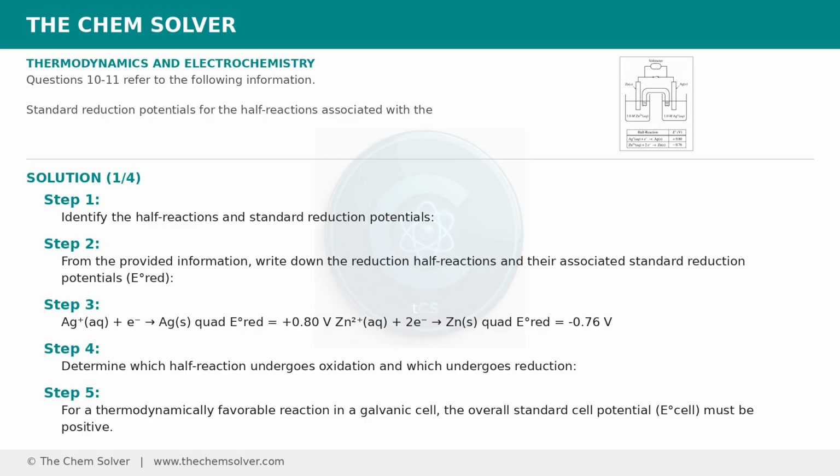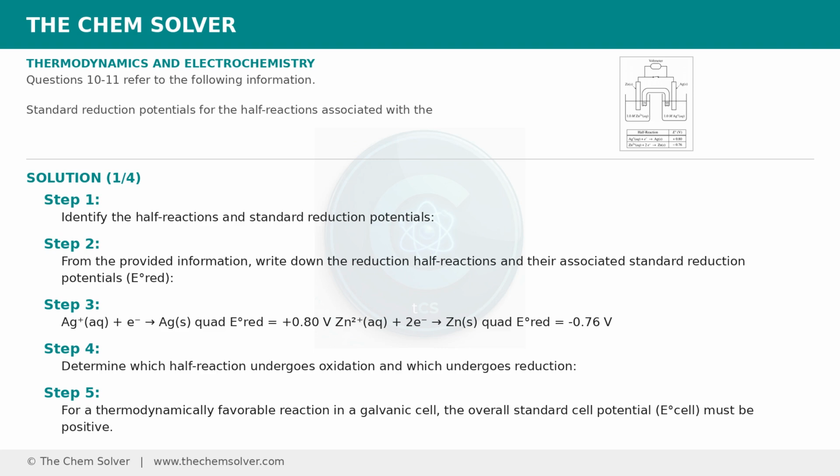Identify the half reactions and standard reduction potentials. From the provided information, write down the reduction half reactions and their associated standard reduction potentials. Ag⁺ + e⁻ → Ag, E°red = +0.80 V. Zn²⁺ + 2e⁻ → Zn, E°red = −0.76 V.